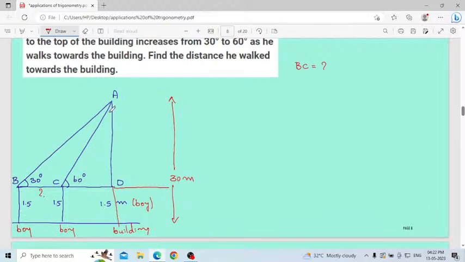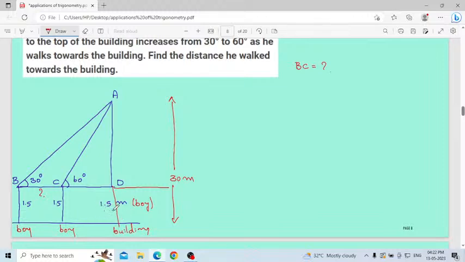See, this is the tall building. The height of the building is given as 30 meters. This boy is standing at point B. He sees this tall building, and the angle of elevation will be 30 degrees. Then the boy moves towards the building, and from his eyes the angle of elevation increases from 30 to 60 degrees. Then they are asking in the question, when he walks from point B to C, what is the distance he will walk towards the building?